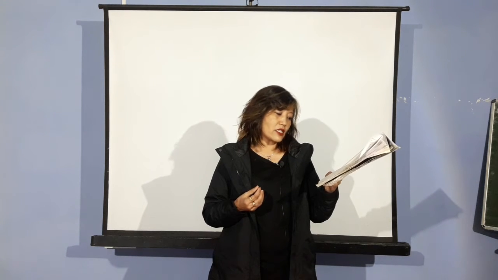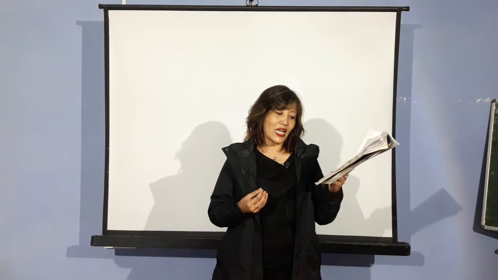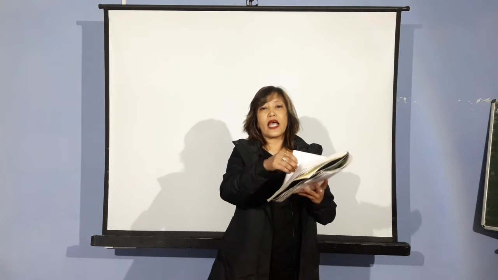Then number 9, the green pigment is present in. The options are chromoplast, amyloplast, chloroplast and leucoplast. So, the green pigment is present in chloroplast. The answer is chloroplast, which is one of the plastids. Then number 10, the membrane surrounding the vacuole is called plasma membrane, nuclear membrane, tonoplast and cell wall. And the answer is tonoplast.